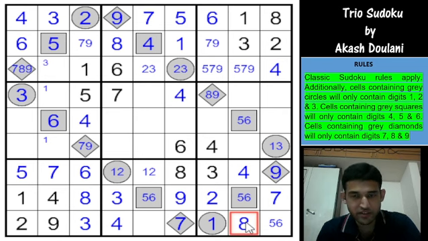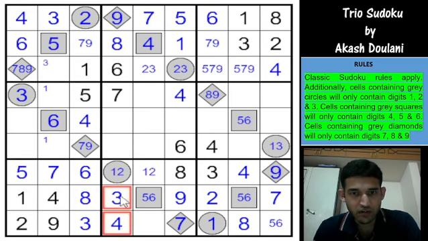Is there a twist in the tale of this Sudoku? Because so far it has been very straightforward. There hasn't been anything which is of really something difficult or something like that.